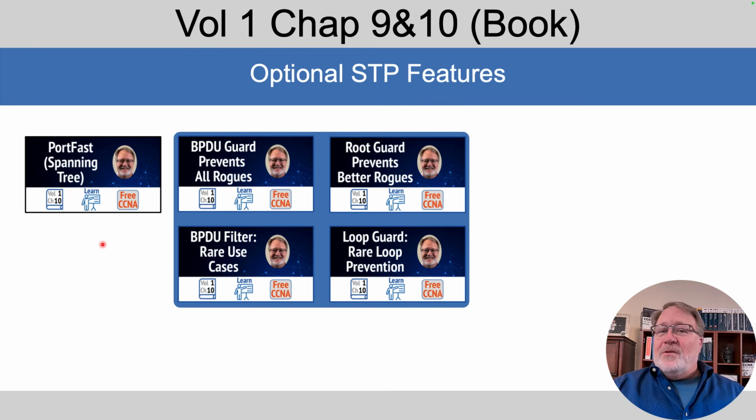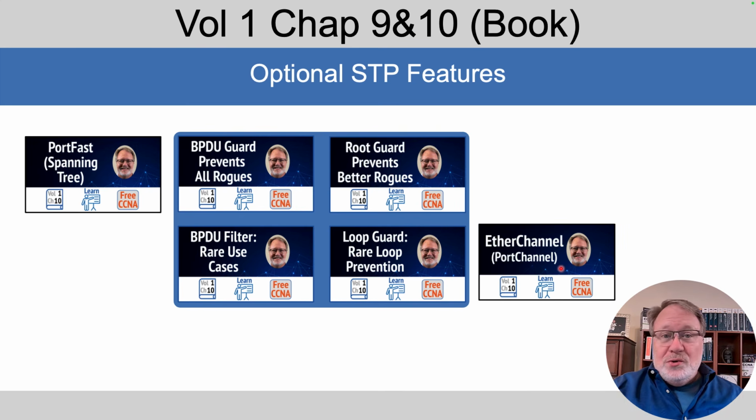Then there are 4 other topics that I wish Cisco hadn't gone there for CCNA, but here they are. BPDU Guard, Root Guard, BPDU Filter, and Loop Guard. So I've got a video on each of those topics, both concept and config. Back in the book, Chapter 9 has the concept, Chapter 10 has the config, but for the video course, I collected each topic as a self-contained video, so 4 separate videos on those.